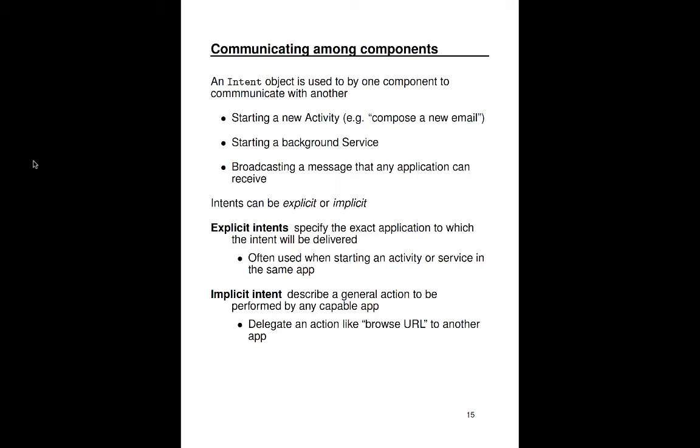So for instance, let's say you have an application that has a URL link. If you want to browse to that URL, you issue an implicit intent to browse the URL. This allows the Android operating system and potentially the user to choose which application it wants to respond to that intent. So you might have multiple web browsers installed on your Android device. An implicit intent will result in a little pop-up saying, hey, which browser do you want to open?